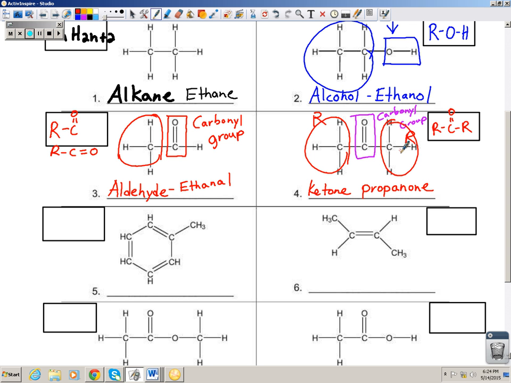If we were to put it over here, we wouldn't have a ketone. Do you know what we'd have? We would indeed have an aldehyde.